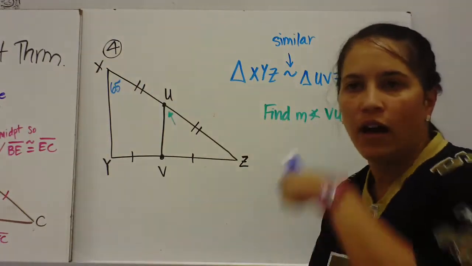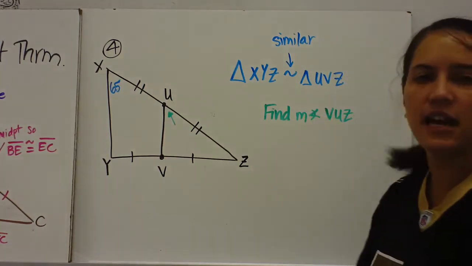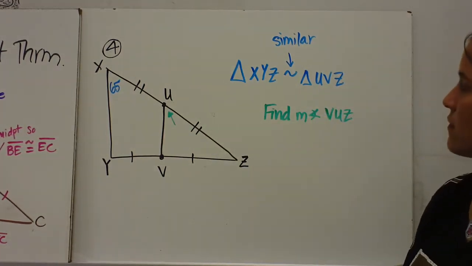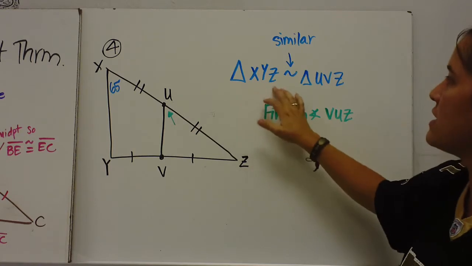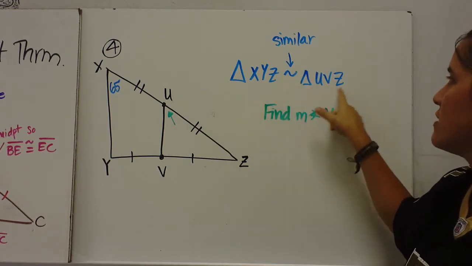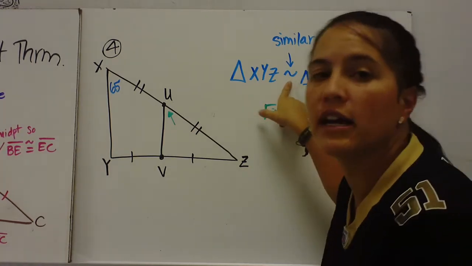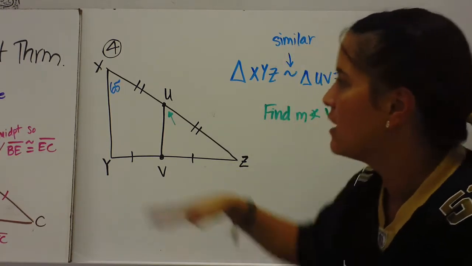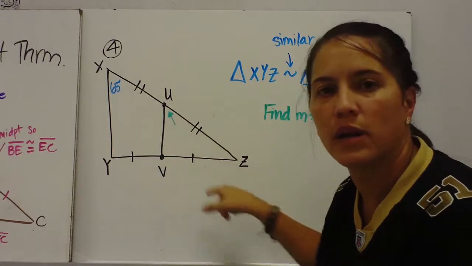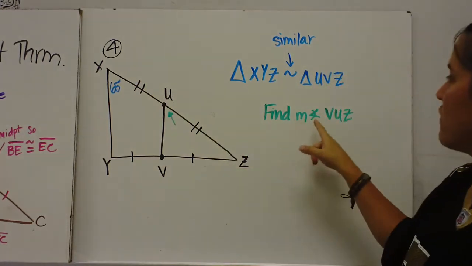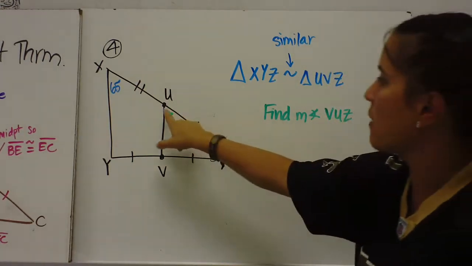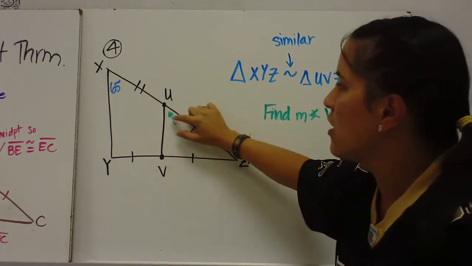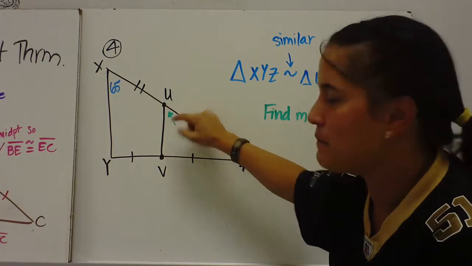Alright, example 4. Copy it down. Triangle XYZ is similar to triangle UVZ. This symbol right here means similar. If it has an equal sign underneath it, it's congruent. So we have 2 similar triangles, a big one and a small one. The question is, find the measure of angle VUZ right here. We need to find that angle measurement.